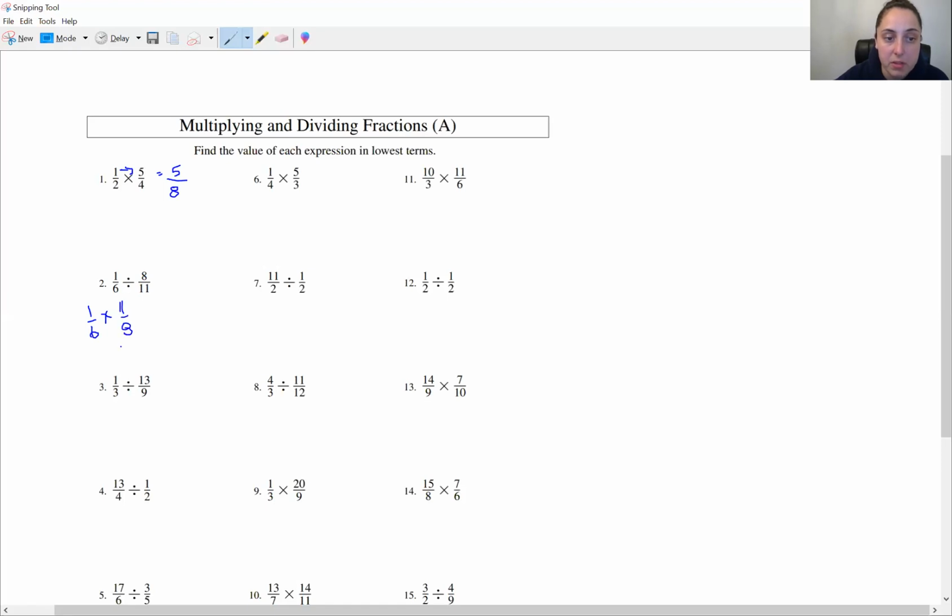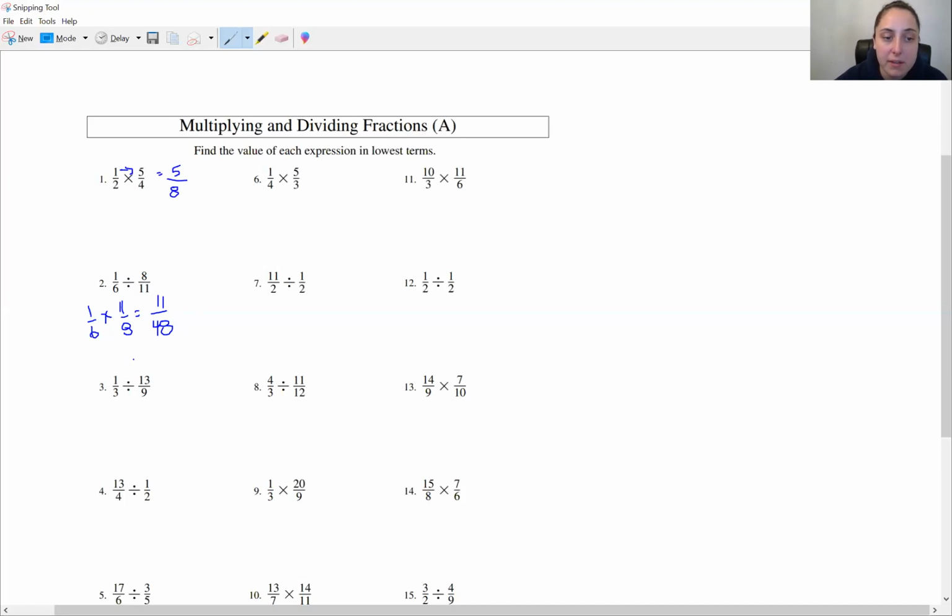We flip and multiply. So now go ahead and multiply across the top. 1 times 11, which is 11. And 6 times 8, which is 48. Can we change this at all? Can we reduce it? Is it proper? With 11, there's nothing we can divide 11 by, so we're already finished. So let's look at the third one.